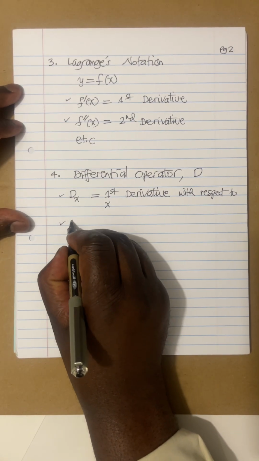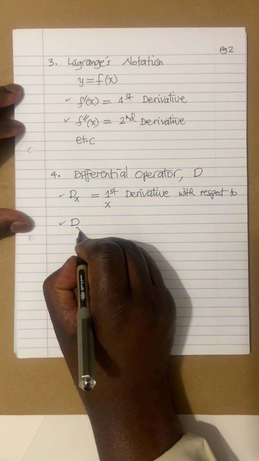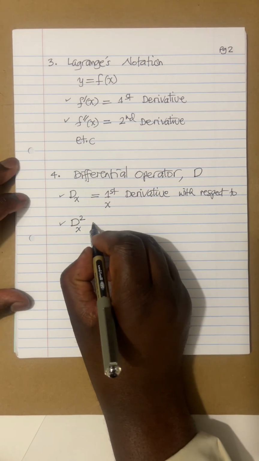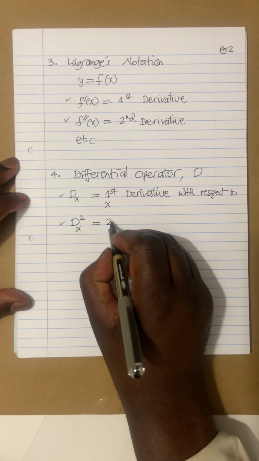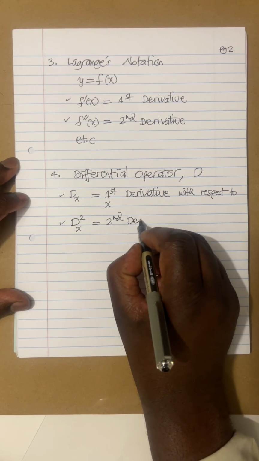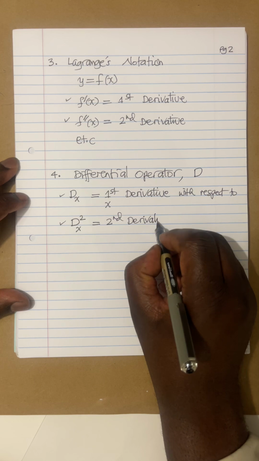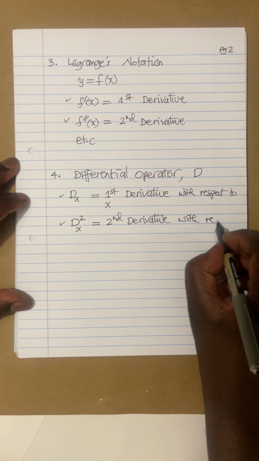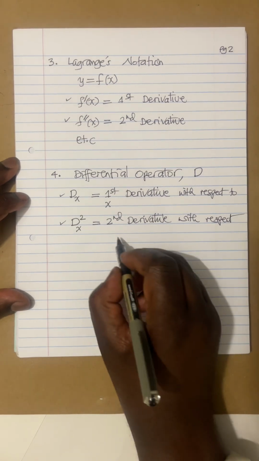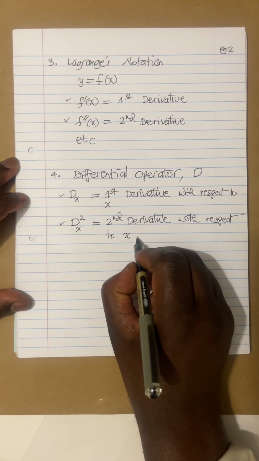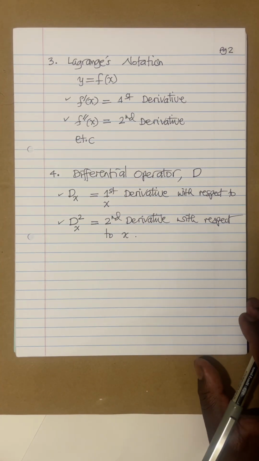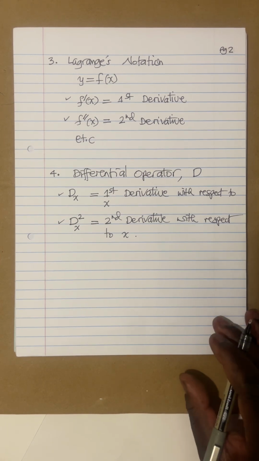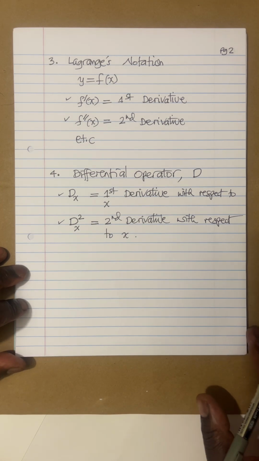For the second derivative, it will be D sub x with the power 2, like so. This is the second derivative with respect to x. So these are the four notations of the derivative that you need to get used to. These are the four notations. Now I'm moving straight to rules of differentiation.